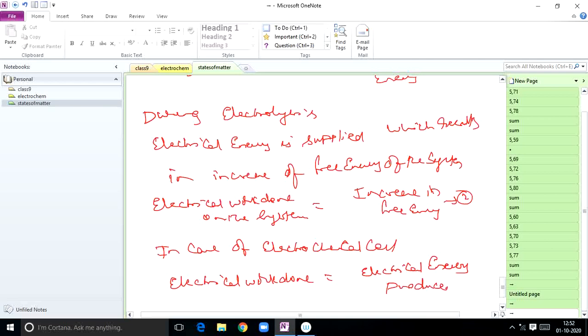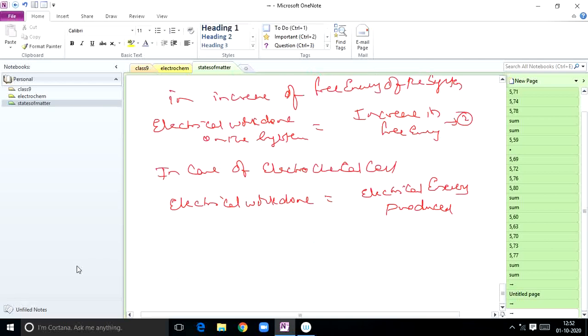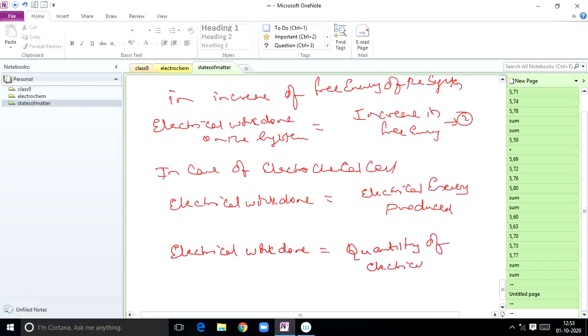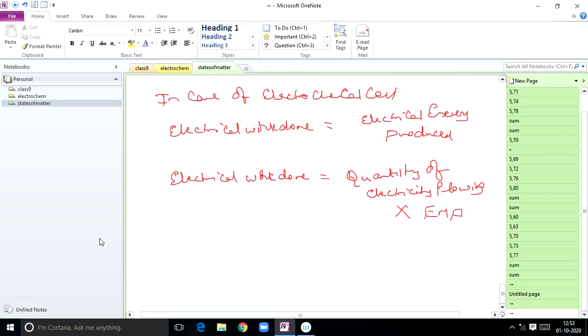Electrical work done is equal to electrical energy produced. Electrical work done is equal to the quantity of electricity flowing in the circuit into EMF. That is a relation. So here you can write electrical work done is equal to nF into E cell.